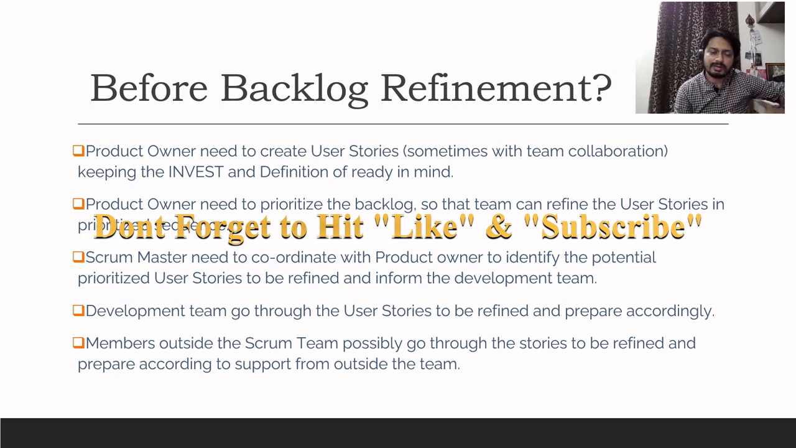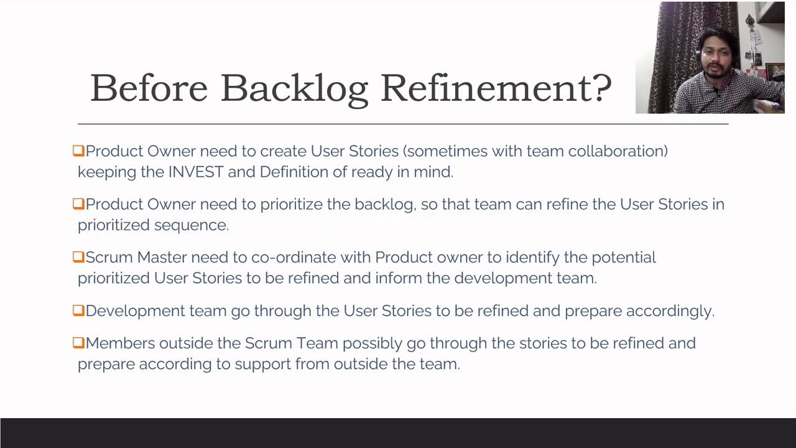Next, Scrum Master. So what should the Scrum Master do before the refinement? The Scrum Master needs to coordinate with the product owner to identify the potential prioritized user stories that need to be refined. So the Scrum Master will have a quick chat with the product owner and ask, okay, what's your plan for the next sprint or the sprint after? What are the demands from the customers, or what do the stakeholders need? Let's prioritize those items and keep them ready for the refinement.